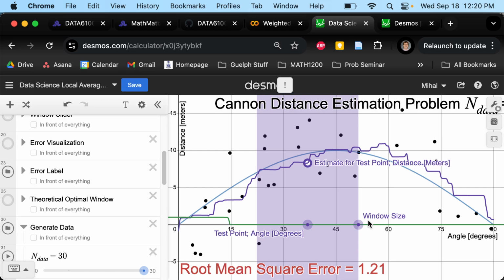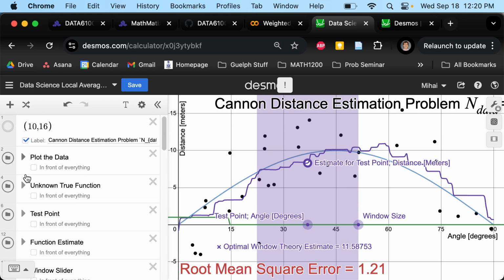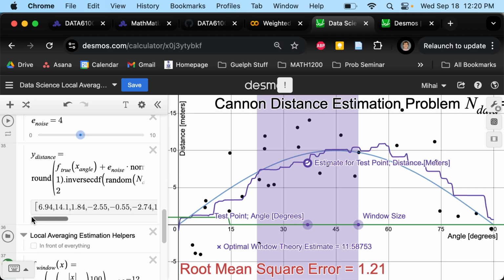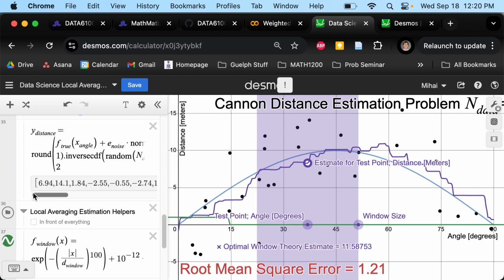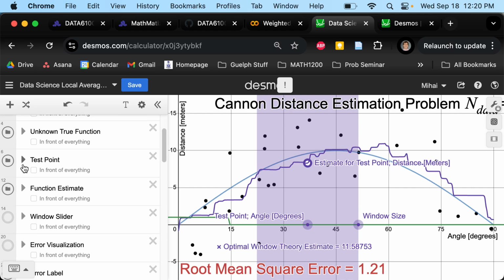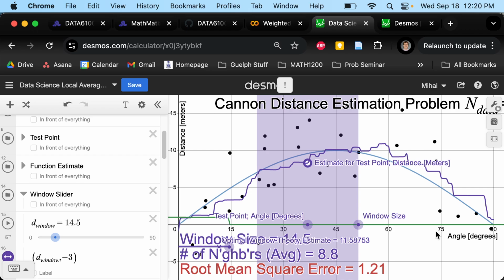And in the video and in the notes, I have this theory, doing this Taylor series stuff, and I calculate that the theoretical optimum is 11.58. Right now we are at, what are we at? Where's my window size slider? Plot the data, unknown true function. Window slider, here we go. Okay, 14.5. So in theory it should be 11.5. We found the real minimum was at 14.5.